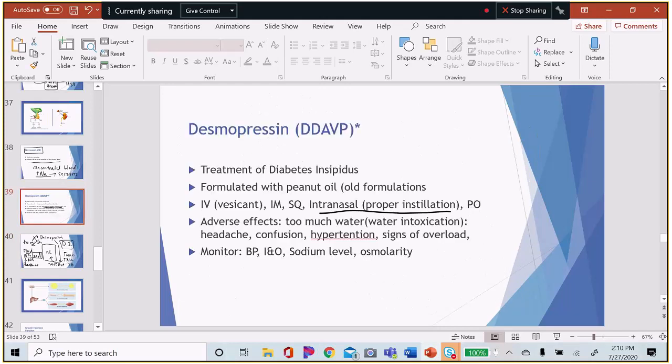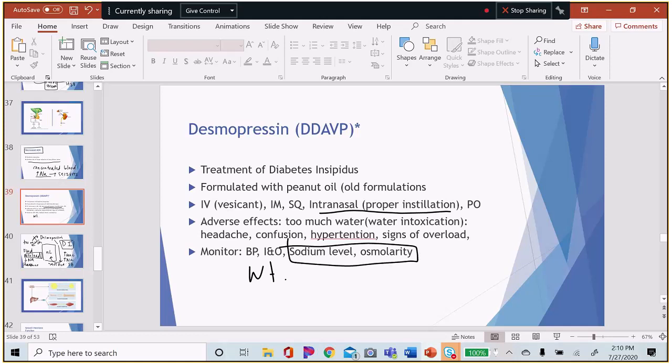So our adverse effects means that we're getting too much water. And so they would have signs of overload, they would have headache, confusion, and their blood pressure and weight would increase. So when a person is on this medication, we're going to watch their I&O, we're going to watch their blood pressure, we're going to watch their weight. And these are the blood tests.